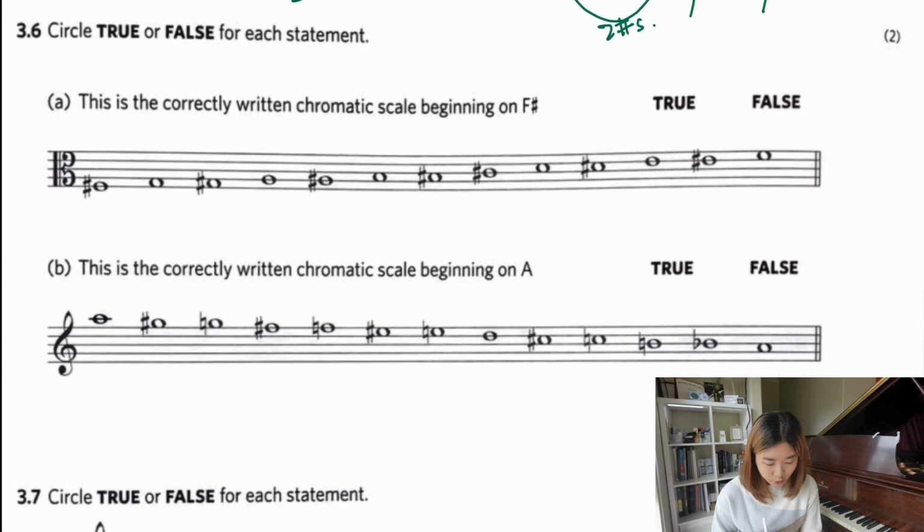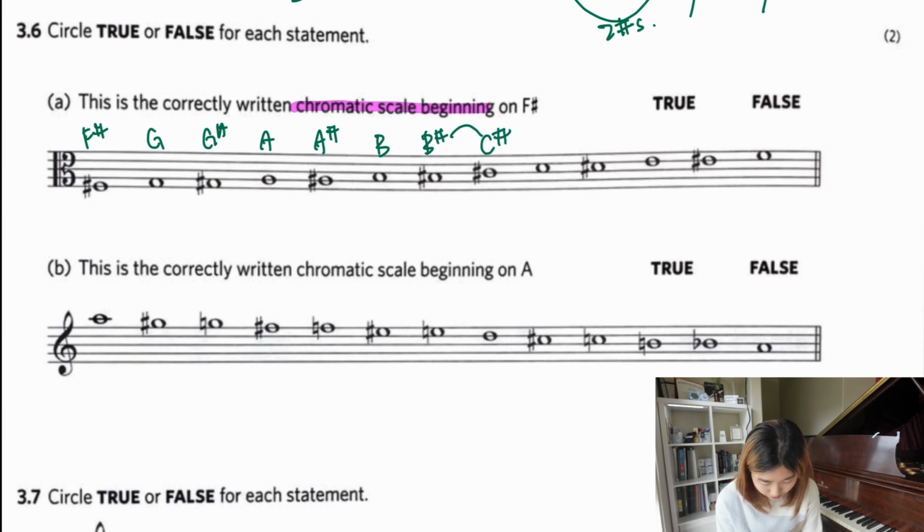Okay, next one, 3.6. Choose circle true or false for each statement. This is the correctly written chromatic scale beginning on F sharp, true or false. Okay, so chromatic scales means the scales are moving half step. So I will suggest students write down all the notes. So F sharp, G, G sharp, A sharp, B, B sharp.